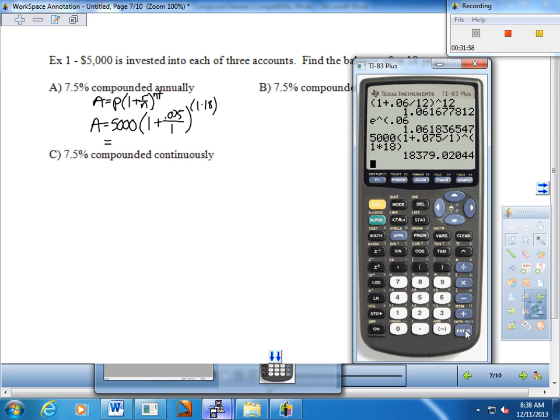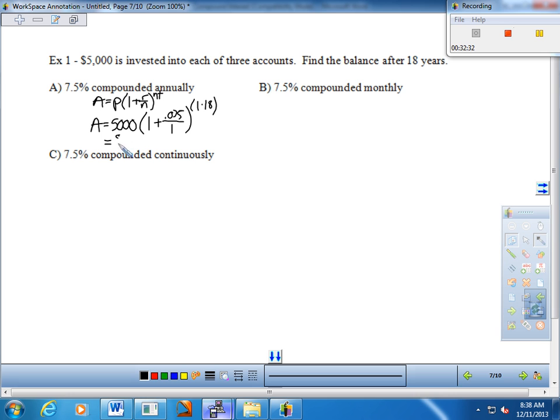And when I do that, that's how much money I'd have in the account after 18 years. So let's get that in, just dollars and cents. If you could write it down as well, that would be great. So it is $18,379.02.